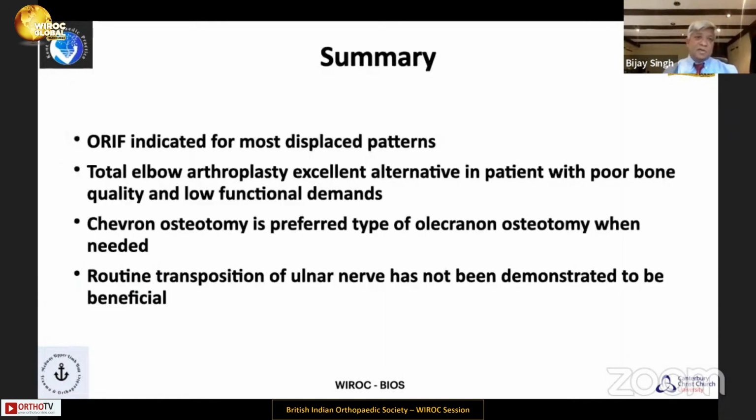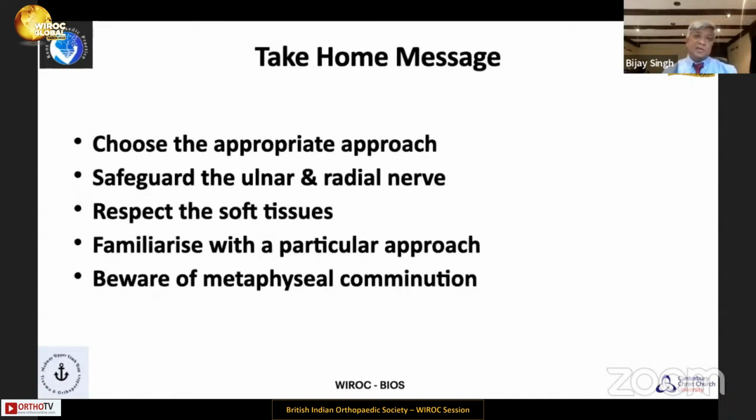So in summary, open reduction is indicated for most displaced fractures. Elbow replacement is an option in patients with poor quality bone and low functional demands. Chevron osteotomy is the preferred type of olecranon osteotomy. Routine transposition of ulnar nerve has not been demonstrated to be beneficial. And I suggest choose the appropriate approach, safeguard your ulnar and radial nerve, respect the soft tissues, familiarize with the particular approach. And if there is a metaphyseal comminution, I would always suggest to use parallel plates rather than perpendicular.